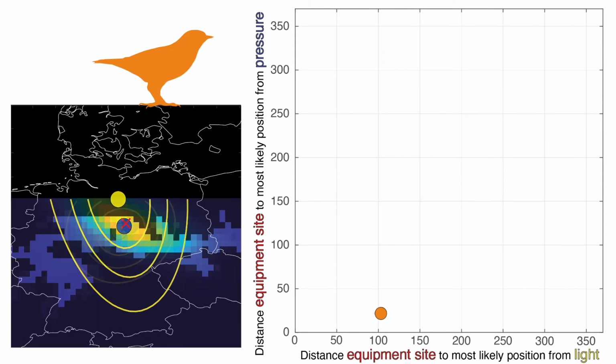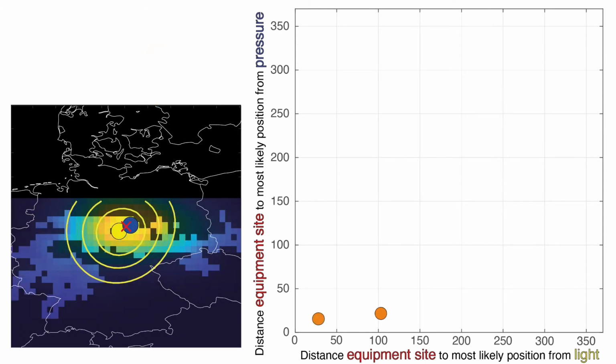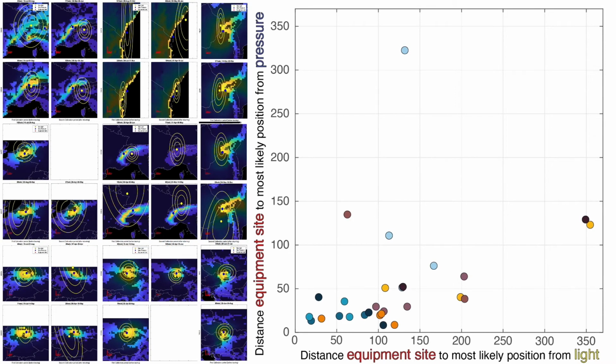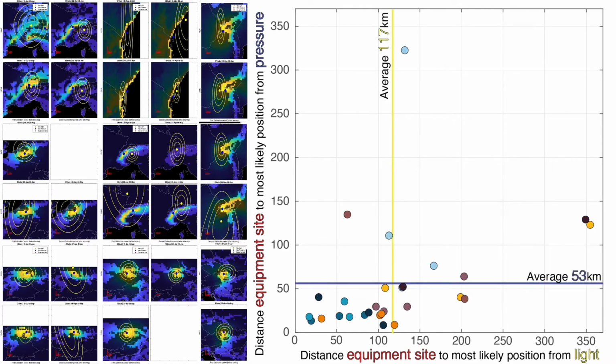We can do the same for the last period at retrieval, where both are quite good, and repeat this procedure for the 16 different tracks. The light data has an average of 117 km error, while the pressure is 53 km. This distance is even smaller if we exclude the mountainous species. Note that light data is actually calibrated on this location, and that the error is expected to change with latitude and time of year.